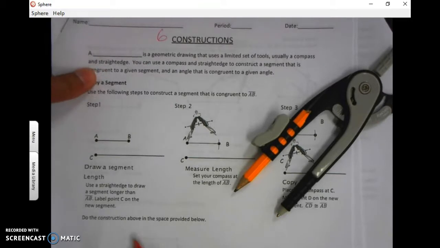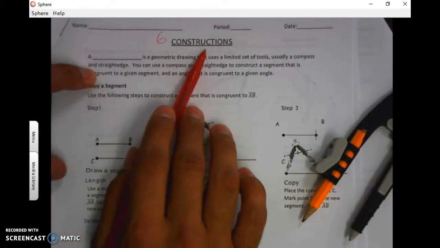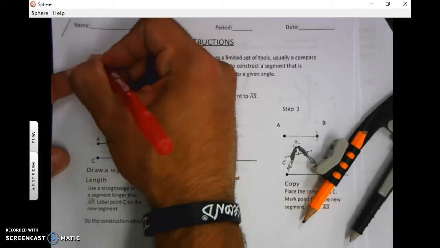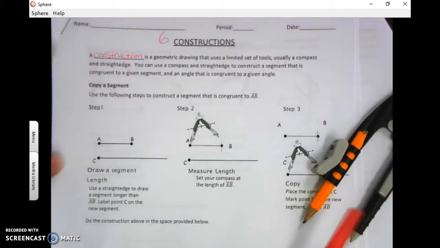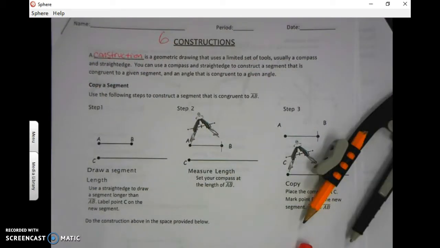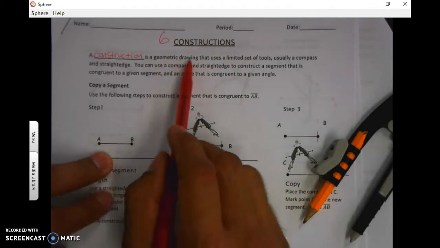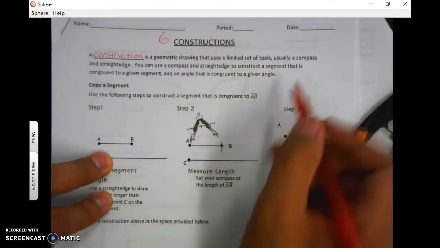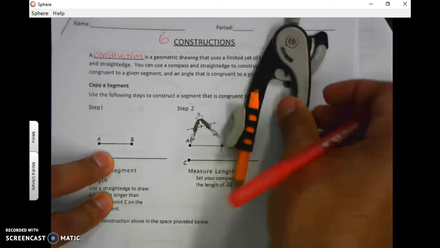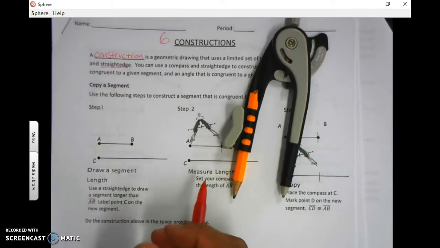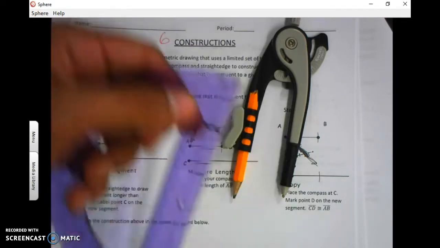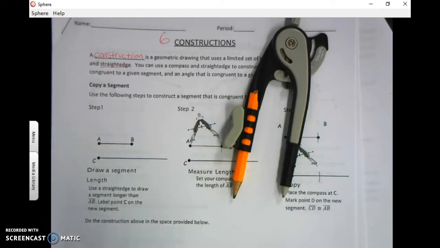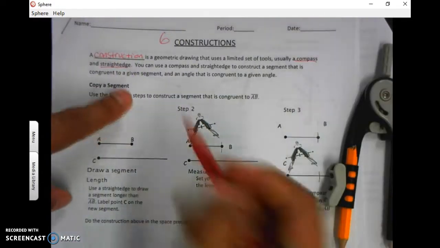Now, the first blank is the title of our page right here. It is a construction. Go ahead and fill that in. Construction. Today we are talking about constructions, right? So how do you make a construction? If we keep reading, it says it's a geometric drawing that uses a limited set of tools, usually a compass, which is this, and a straight edge, which will be the straight part of this. Okay? Could you use a ruler? Sure. You could use anything that's literally straight that will help you make a straight line. Using these two tools, you can do constructions.